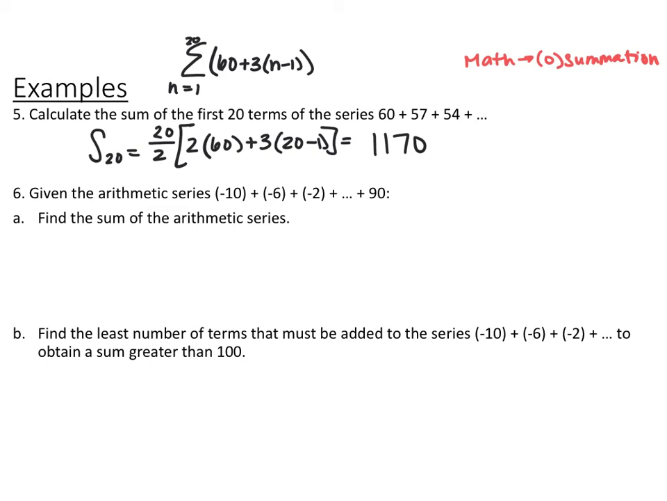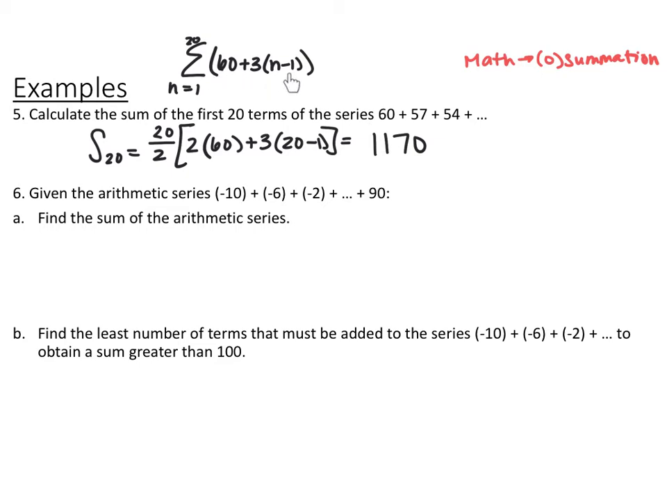So this is the summation notation of this arithmetic series. I just used n because that's the letter we use for sequences, n is equal to 1 because we want to sum from the first term up to the 20th term. And then I wrote out the general term, so the first term was 60, the common difference is plus 3, so 60 plus 3(n minus 1).